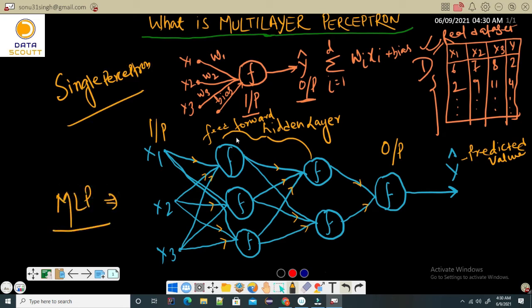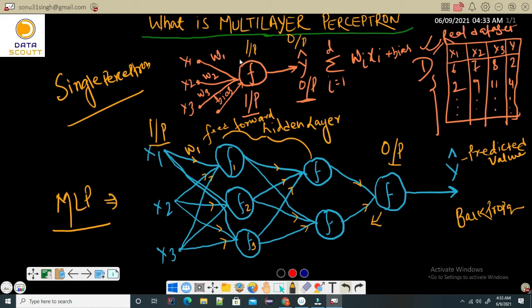So if we compare these two architectures, we can see in single perceptron or single layer neuron, we have one input layer and one output layer. There is no other layer in between these two. But if we see here, we have input layer, we have output layer, but in between we have two different layers, or it can be many layers, which are called hidden layers. So these are one of the basic differences between single perceptron and multi-perceptron. In our future classes, we'll see how we train these multi-layer perceptrons.